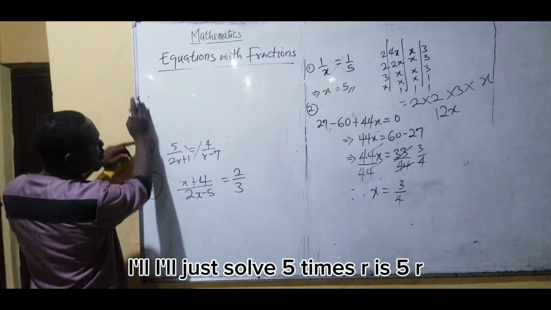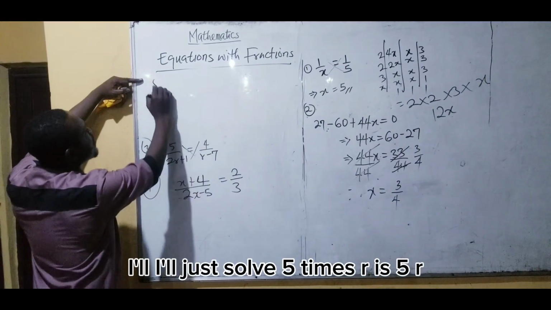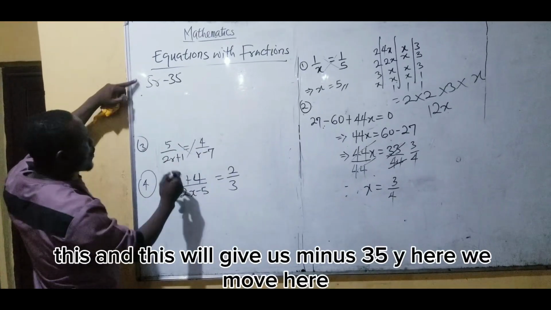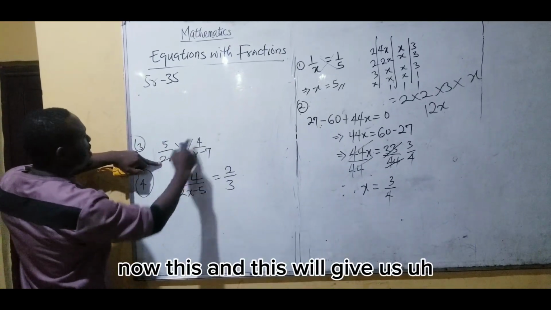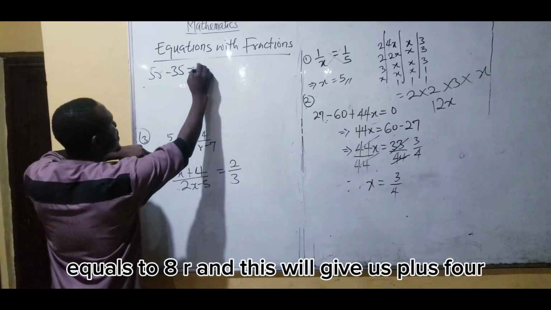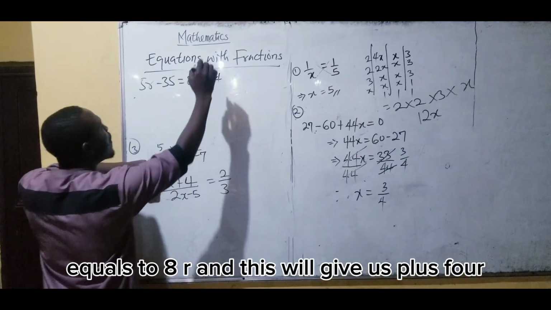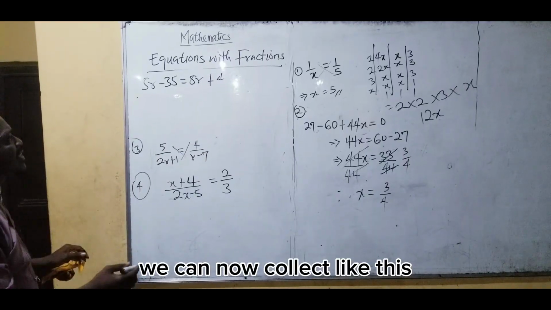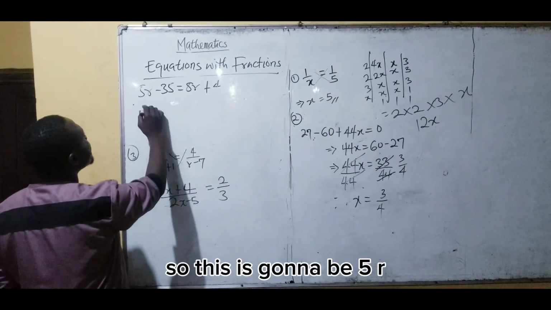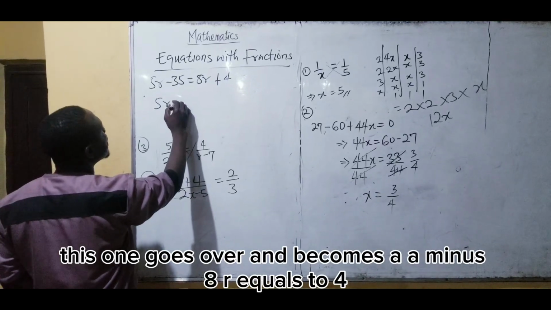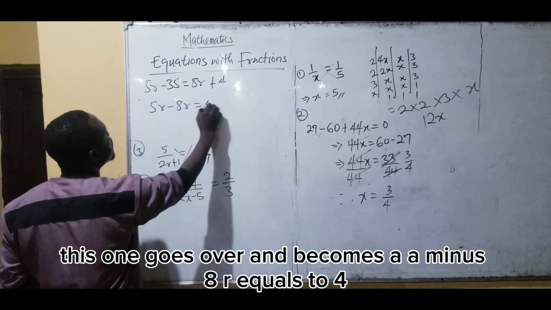Okay, I'll just solve 5 times r is 5r. This and this will give us minus 35. Why here? We move here now. This and this will give us equals 8r, and this will give us plus 4. We can now collect like terms. So this is going to be 5r. This one goes over and becomes minus 8r equals 4.